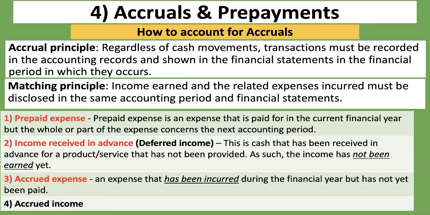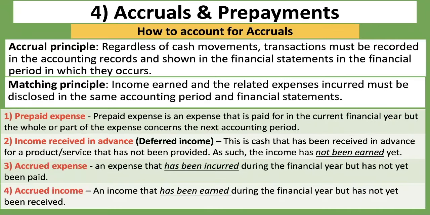So it's still outstanding income, meaning you have earned the income during the financial year, but it has not been received as yet. Okay, so accrued income is an income that you have earned as the company, but the customer has not paid the company as yet. And this is what they mean. So as we go through the examples, you should be able to pick up which one we are dealing with.